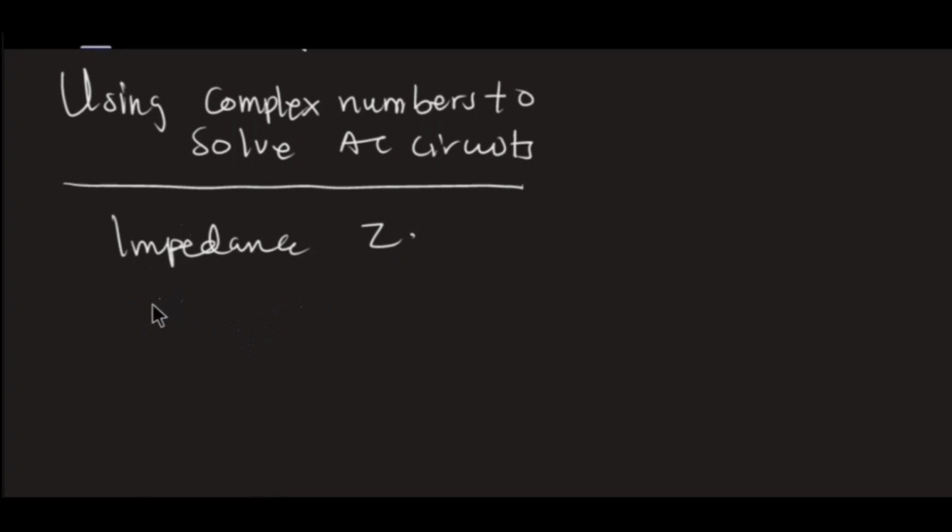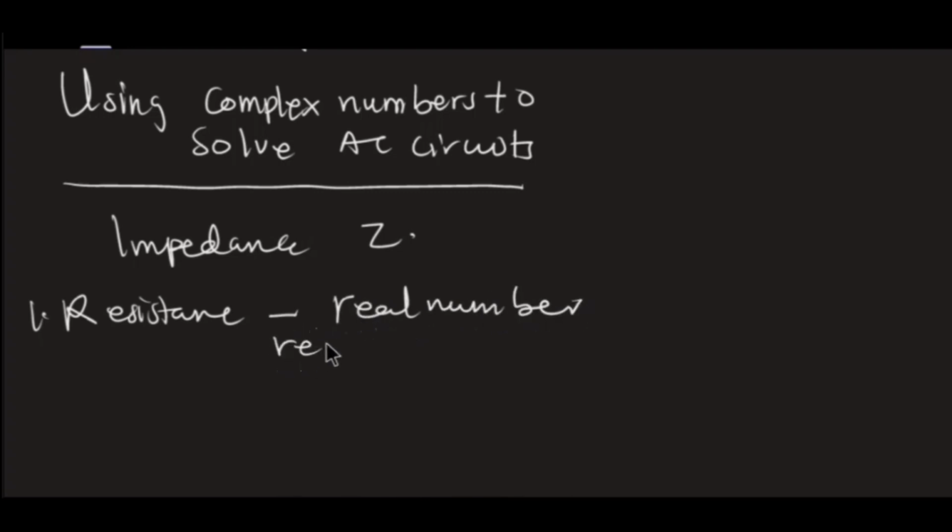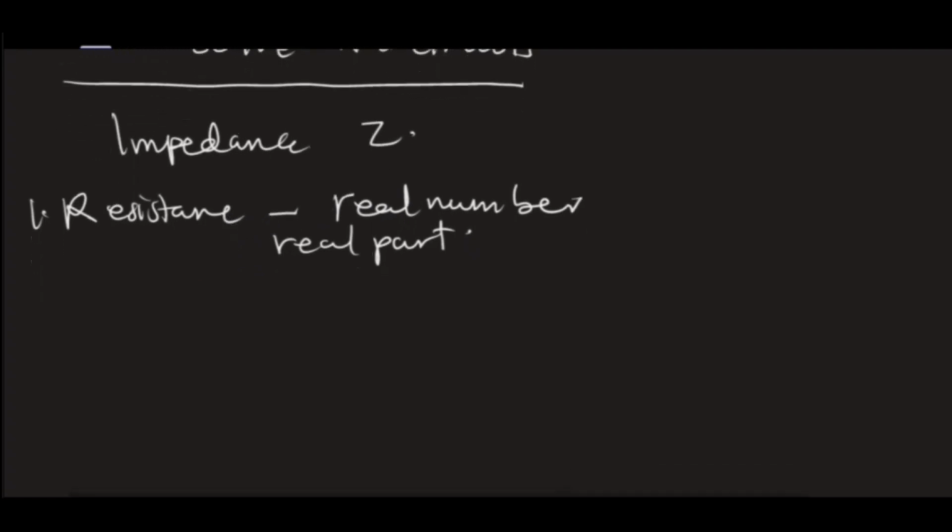To represent phases as complex numbers: 1. Resistance always takes a real number, or resistance becomes the real part of our complex number. So if you want to find the impedance and there is resistance, resistance will take the real part of the complex number. Number 2, the inductive reactance.